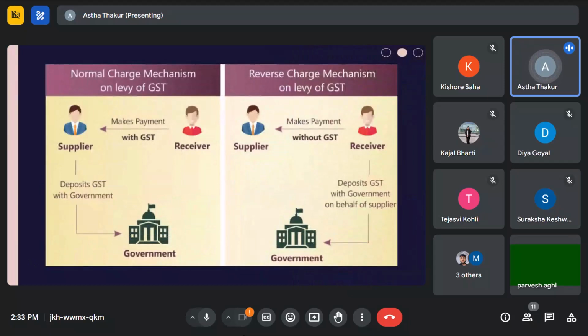Now we will be understanding the differences between the normal charge mechanism and the reverse charge mechanism. The normal charge or the forward charge is where the supplier pays the GST to the government instead of the buyer. An example for this can be when a regular taxpayer sells the goods and issues an invoice, collecting and remitting GST to the government. On the other hand, in case of the reverse charge mechanism, when a service is rendered by the supplier to the buyer, the buyer only makes the payment for the value of the good, and the GST is paid by the buyer directly to the government.